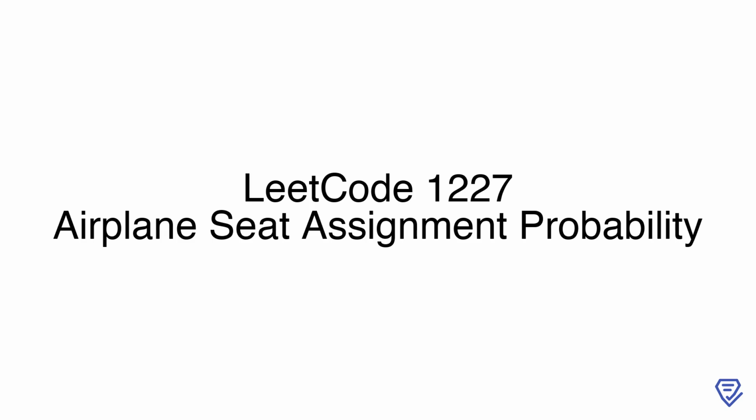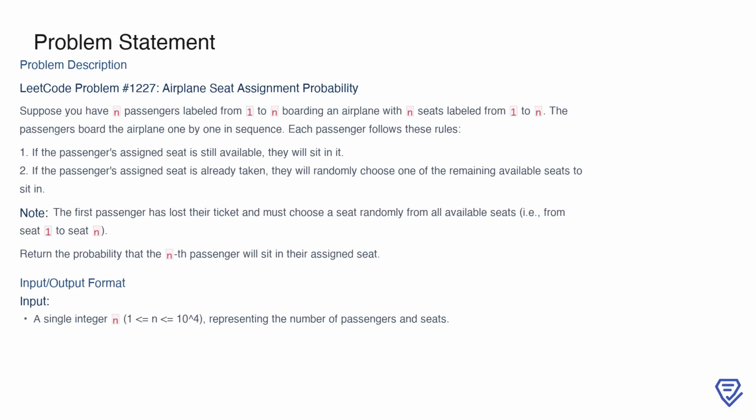Welcome to this walkthrough of LeetCode problem number 1227, Airplane Seat Assignment Probability. In this problem, we tackle a fascinating probability puzzle centered around seat assignments on an airplane. Together, we'll explore the logic and approach to solving this unique challenge. Let's get started. Let's explore the setup of this problem.